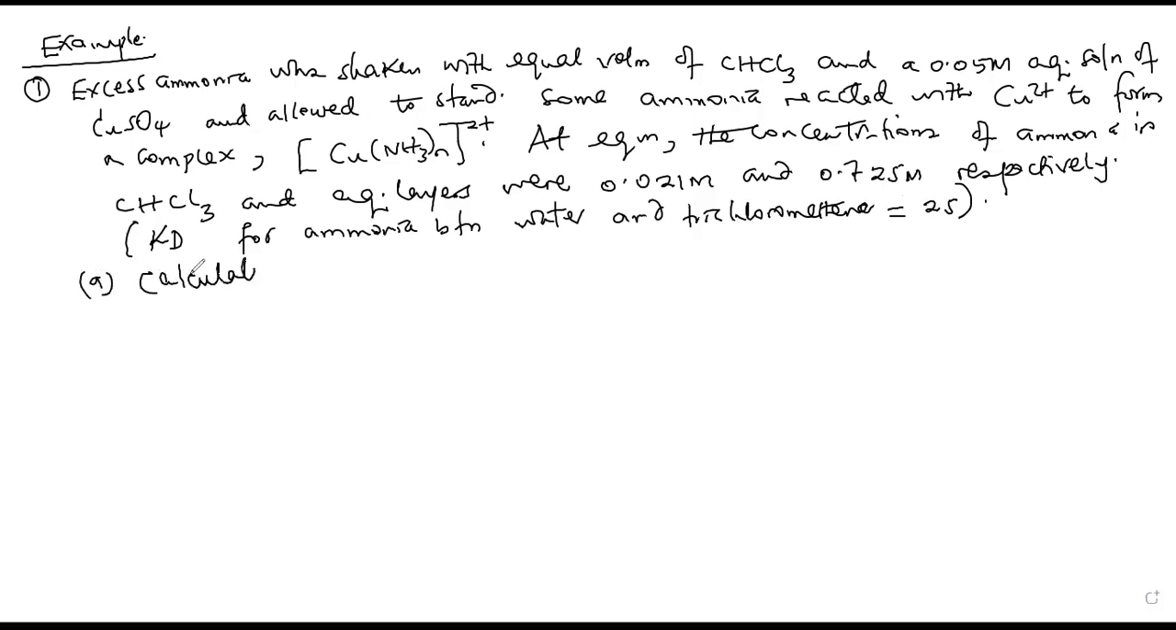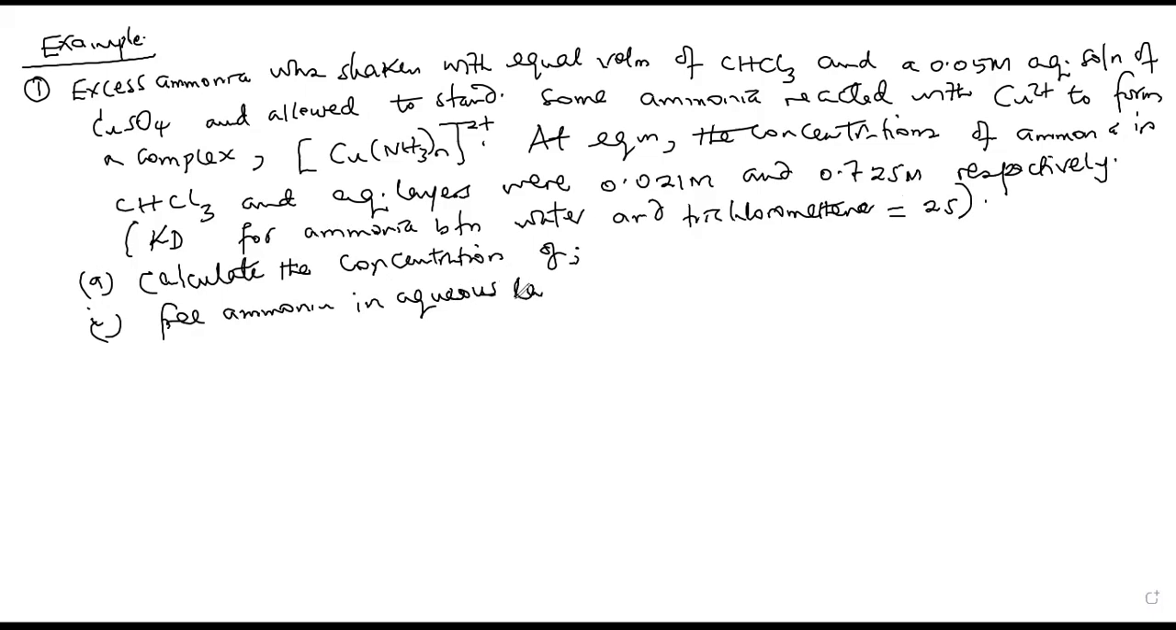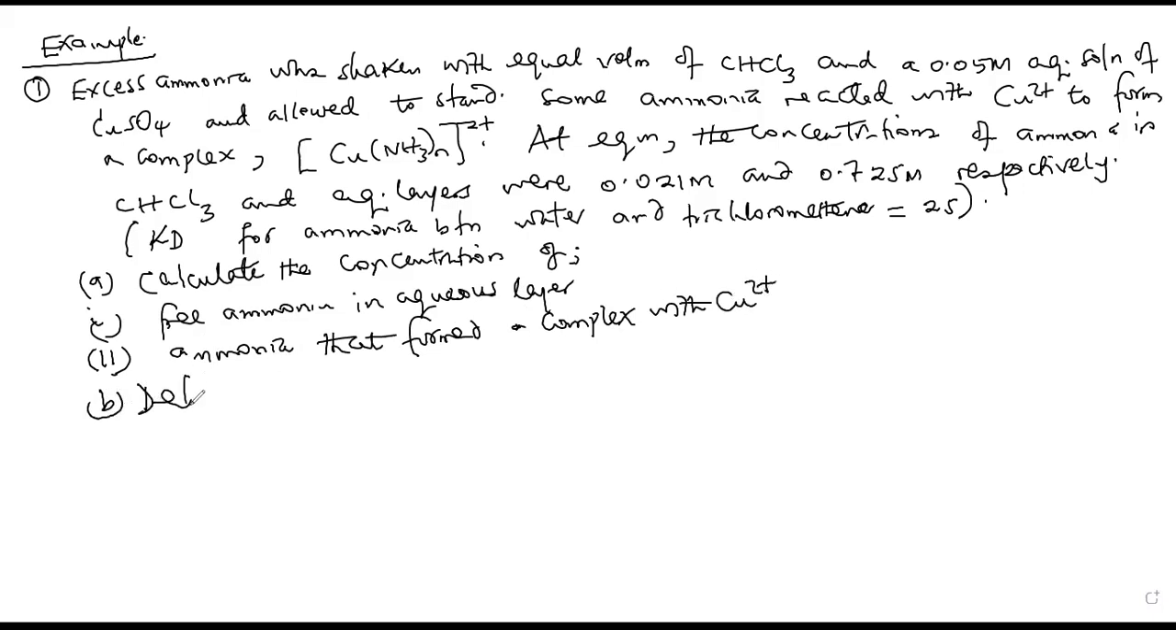A, calculate the concentration of Roman 1, free ammonia in aqueous layer, Roman 2, ammonia that formed a complex with the copper 2 ions, and part B, determine the value of n in the complex.